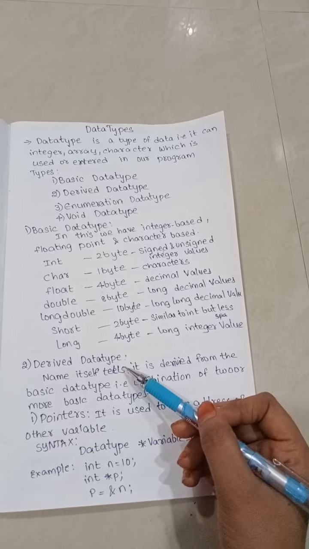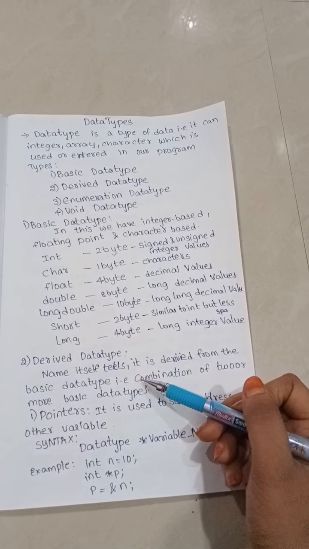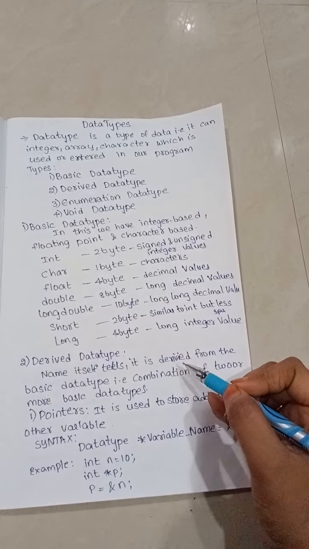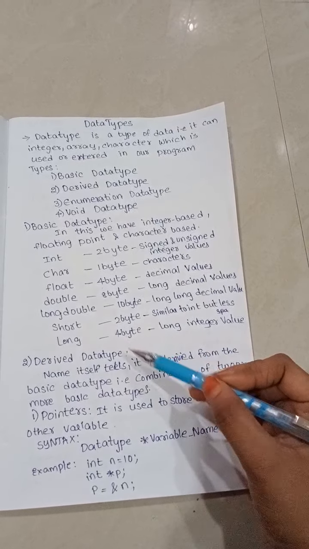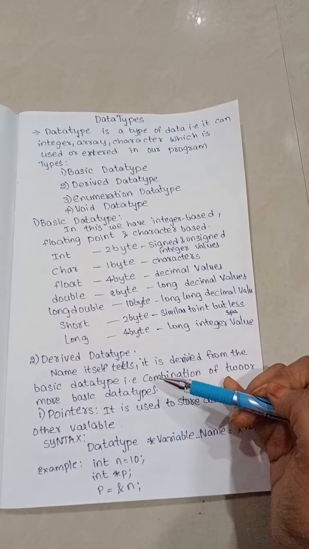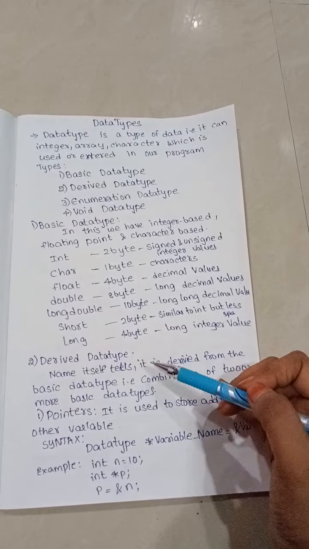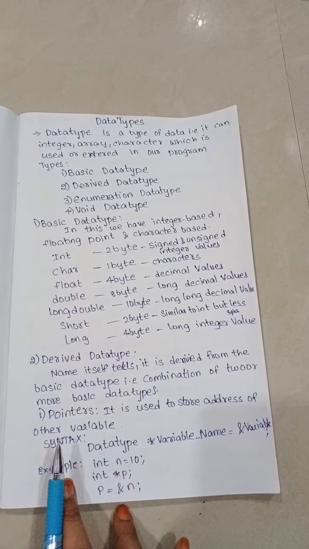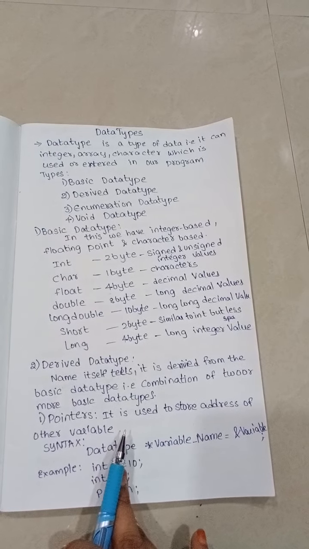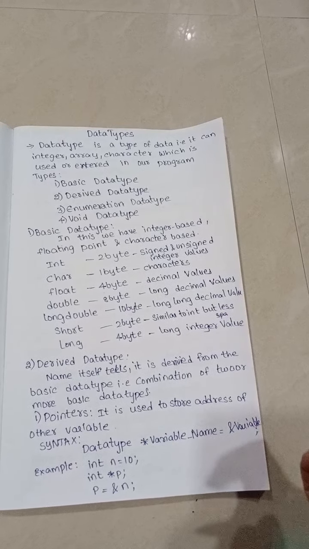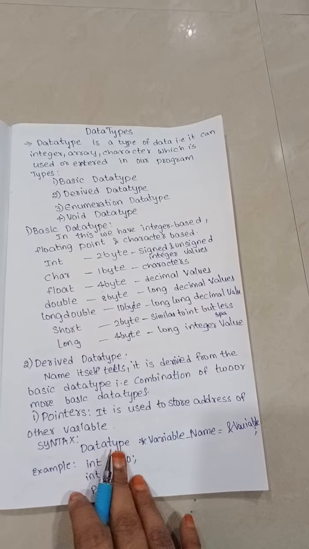Next one is derived data type. As its name tells, it is classified into 4 types depending upon the basic data types, and here we are using a combination of the basic data types. First one is pointer. A pointer is used to store the address of another variable. It will help us more while doing programming.